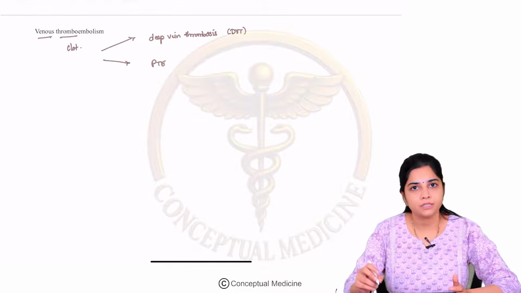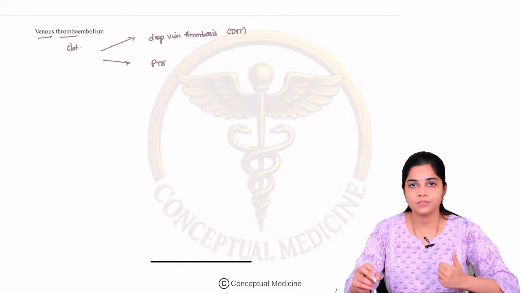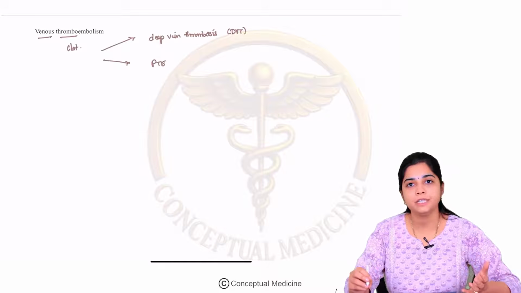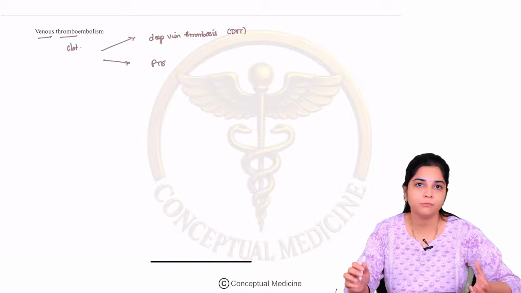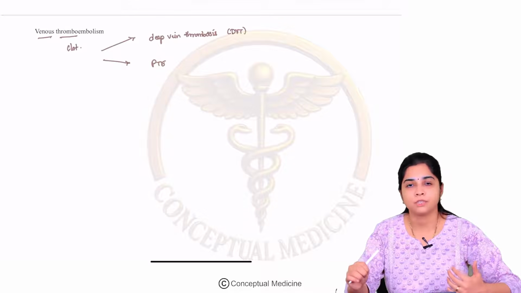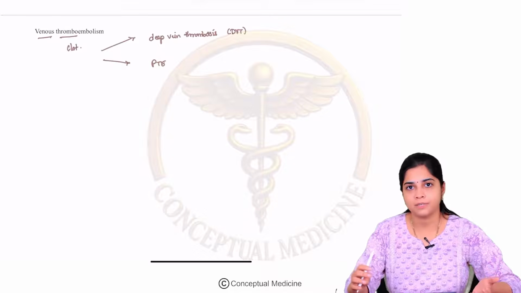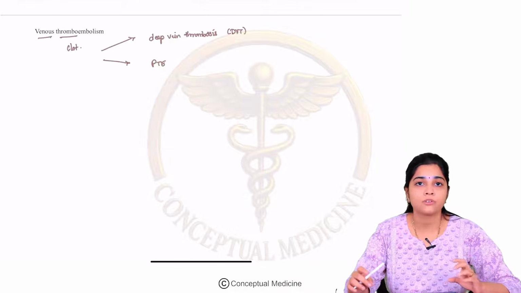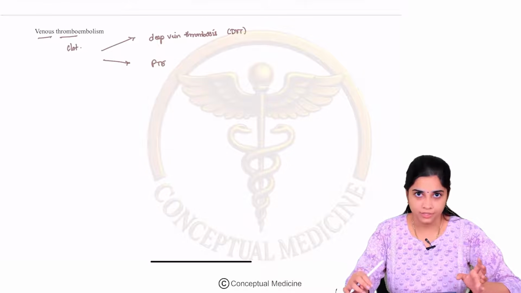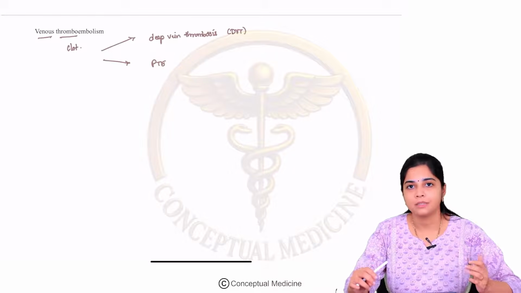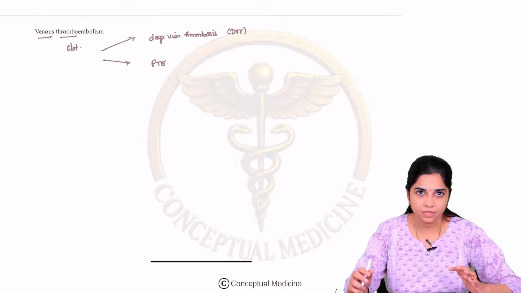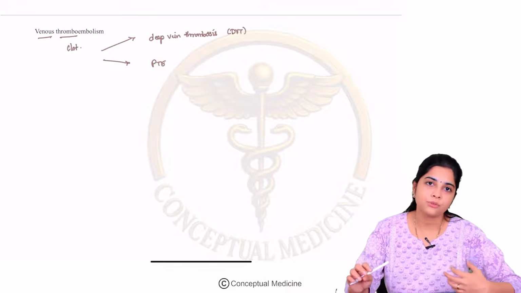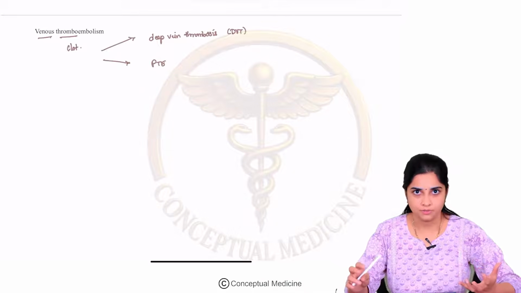Due to certain predisposing conditions, clots can form within the venous system, predominantly the deep veins. The deep veins of the calf, the deep veins of the lower limbs, or sometimes even the upper limbs, and these can embolize and get lodged within the pulmonary vasculature, and this is what we call pulmonary thromboembolism. Pulmonary thromboembolism and DVT together are grouped as venous thromboembolism disorders.